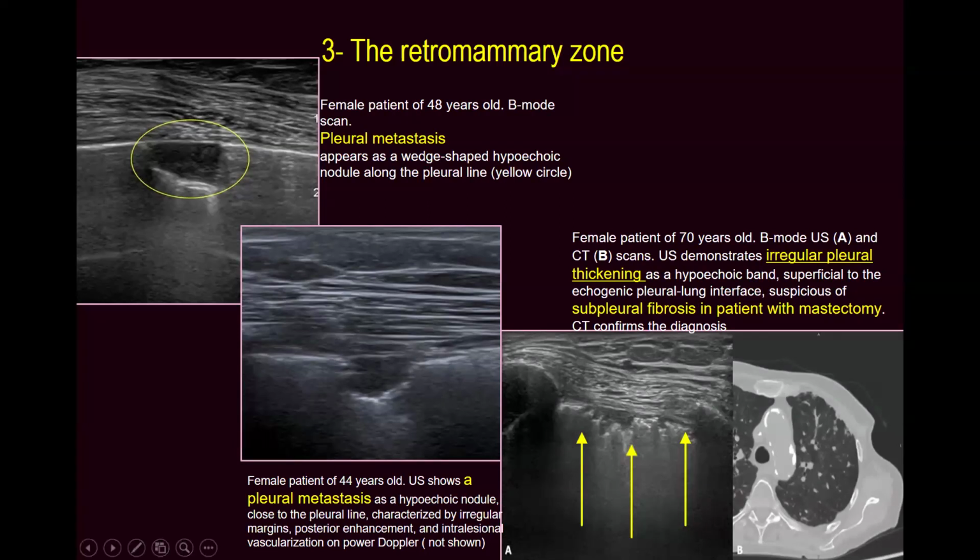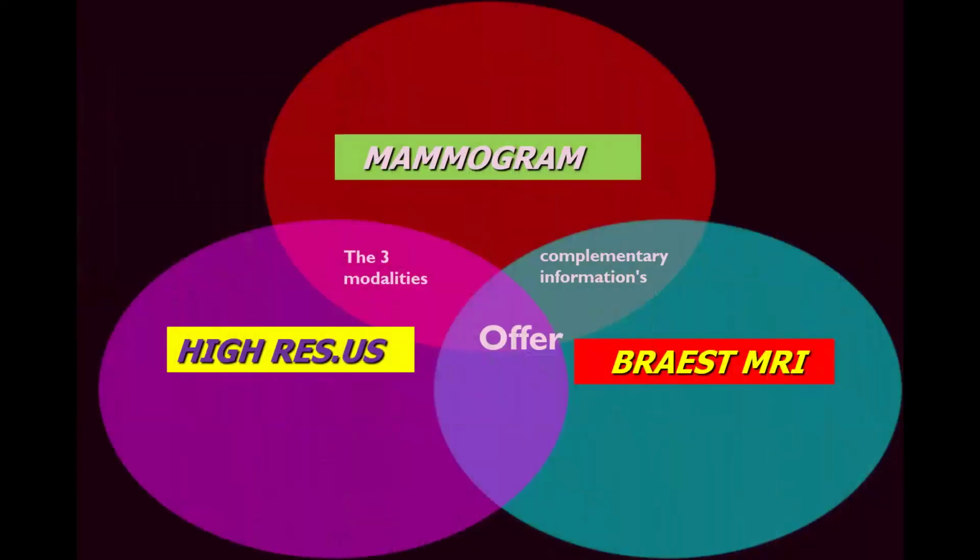In the other example here, we can see irregular pleural thickening proven on this CT chest. And the patient had a mastectomy. Most probably it is pleural fibrosis from previous radiation or something like that. Okay?